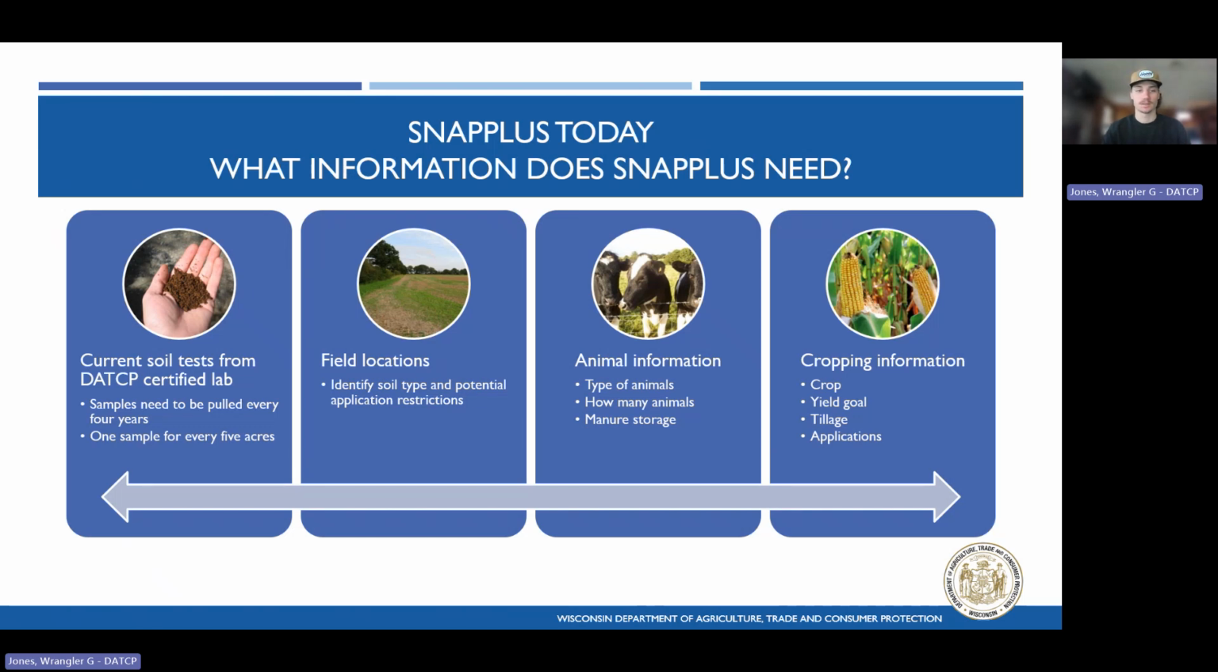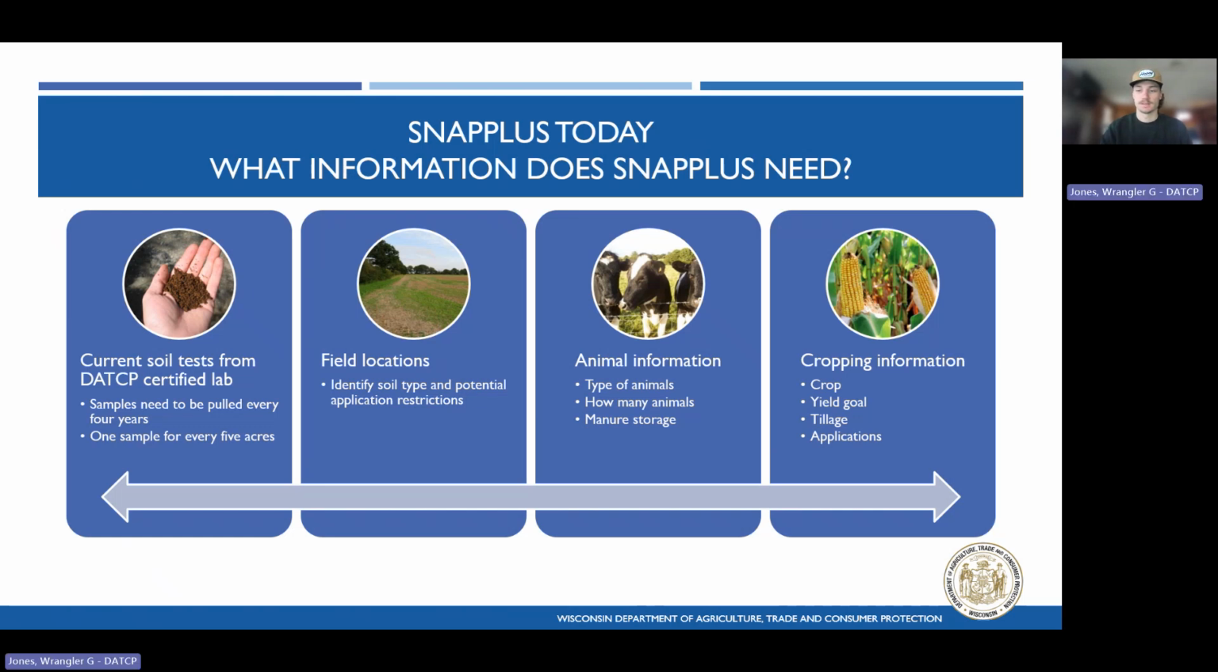So we need current soil tests from a DATCP certified lab. It's needed to run SNAP Plus. And we need one sample for every 5 acres, and we need an up-to-date sample once every 4 years. We need our field locations so that we can identify the soil type and potential application restrictions. It's going to give us our slope, our high-risk soils, just a good thing to have.